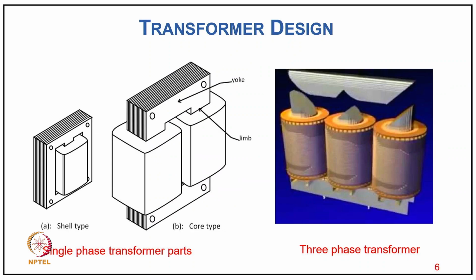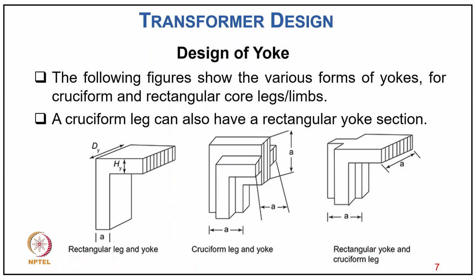Here you can see the typical structure of a single phase transformer, of core type. The upper portion we call the yoke, and the part on which the winding is wrapped we call the limb, or also the core. The following figures show the various forms of yoke for cruciform and rectangular core legs as well as limbs, and a cruciform leg can also have a rectangular yoke shape, as you can see in the different figures.